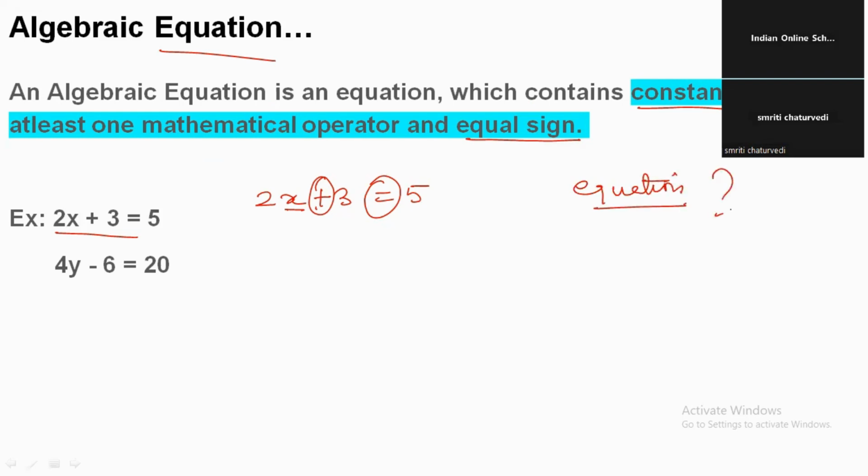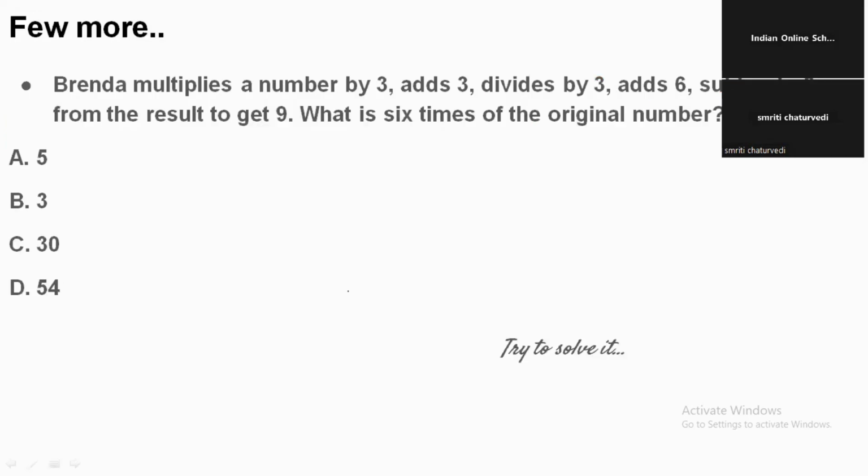Okay, how will we solve it? So let's see. Here you can see one question: Brenda multiplies a number by 3. We don't know what the number is, so we need to take an imaginary number. So what is Brenda doing? Brenda multiplies a number by 3.